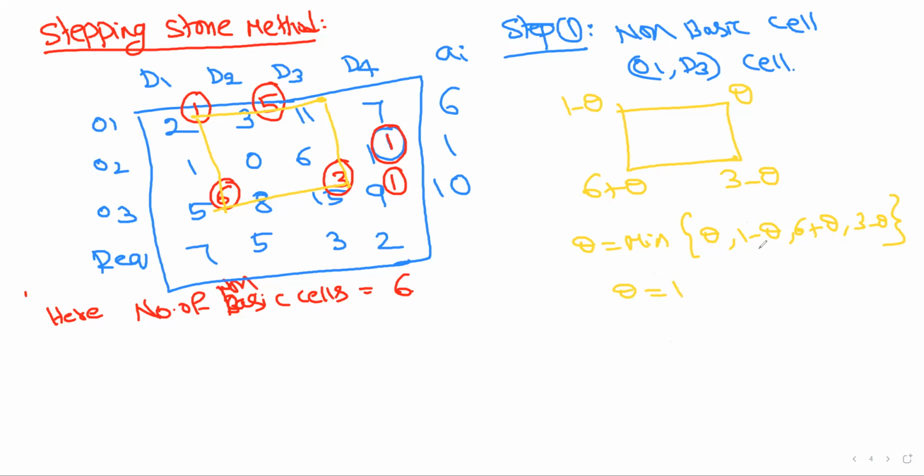So here I get 1 minus 1, which is 0, here 6 plus theta, 6 plus 1, 7, and 3 minus 1 is 2. These allocations you have to write in the table. Where you got 0, that allocation you have to remove. So this allocation is removed, this becomes 7 and this becomes 2.